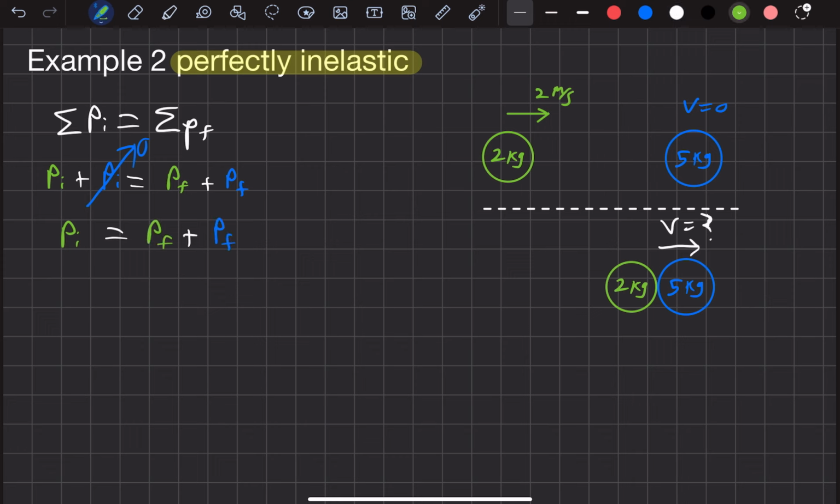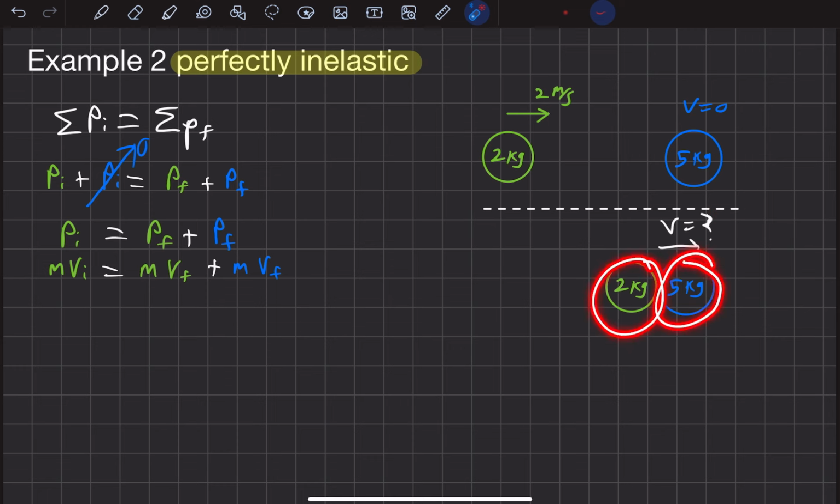Let's use the equation for momentum to break momentum into mass and velocity. The key to solving a perfectly inelastic collision problem is to recognize that in the end, they're going to be stuck together. When two objects are stuck together and they stay stuck together, they're going to be moving at the same speed. Because if these two objects were not moving at the same speed, one would be going to the right, maybe faster than the other one. Their distance between each other would grow larger. Right now, they're stuck together, so you can think of this as essentially one object.